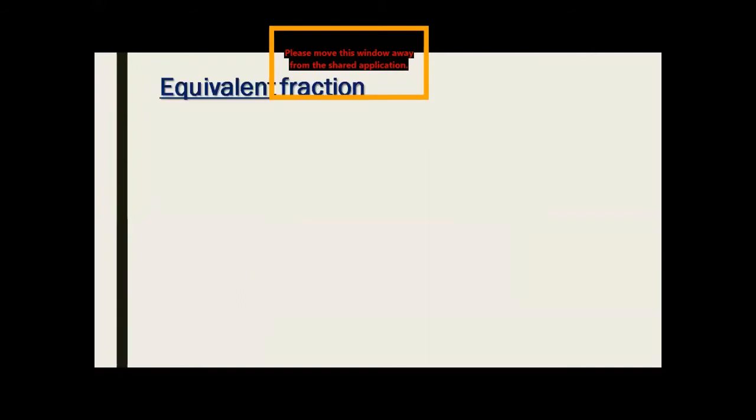Now we have more types of fraction. Equivalent fractions: fractions which have the same value even though they may look different. Can you see this picture? We have equivalent fractions in this picture. Number one is 1 over 2 and 4 over 8. They may look different, but these fractions are equivalent to each other.